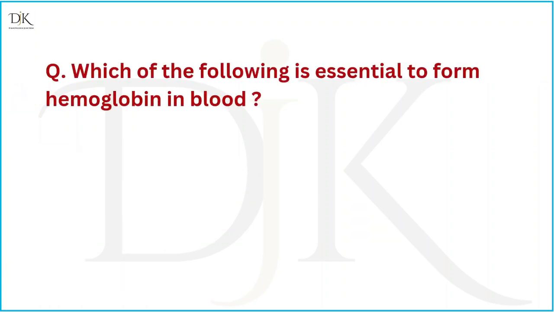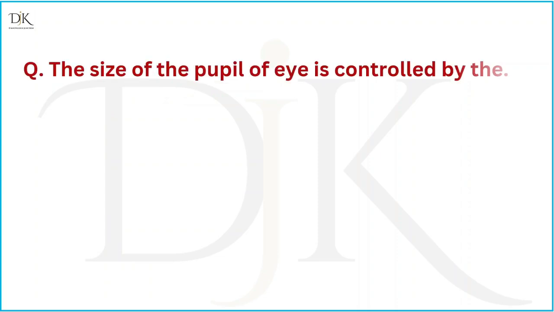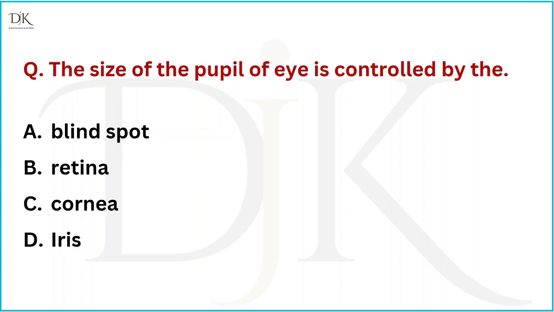Which of the following is essential to form hemoglobin in blood? Right answer is iron. The size of the pupil of eye is controlled by the? Right answer is iris.